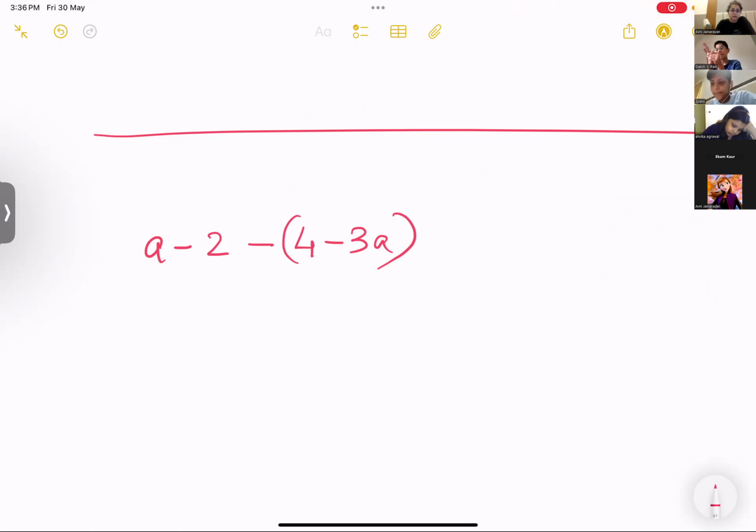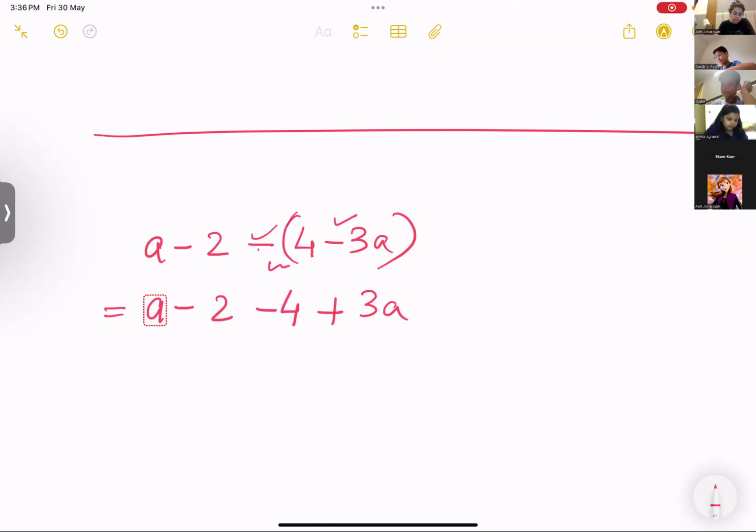Can I share the answer? Type the answer in the chat box and I am giving the answer. Daksh, a minus 2, this is a minus. I open the bracket, -4, minus and minus becomes a plus 3a. Daksh, can you solve this equation for me, Daksh and Reyansh? Reyansh, a and 3a becomes 4a. What is your final answer, ma'am? 4a.